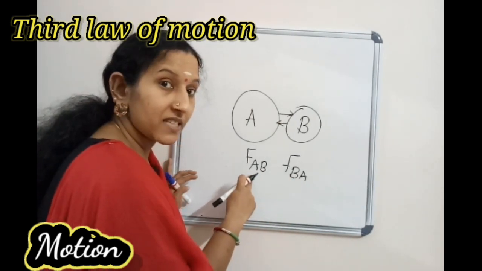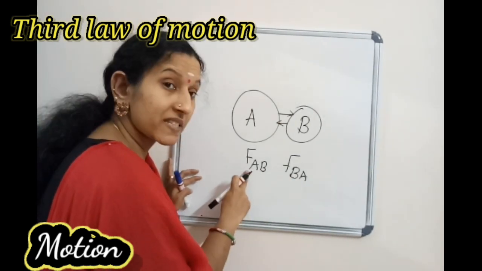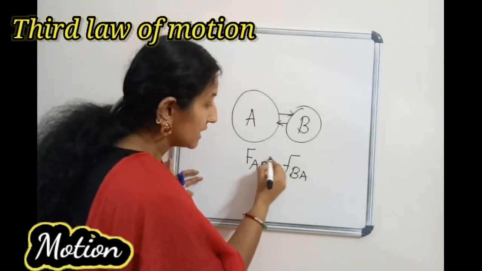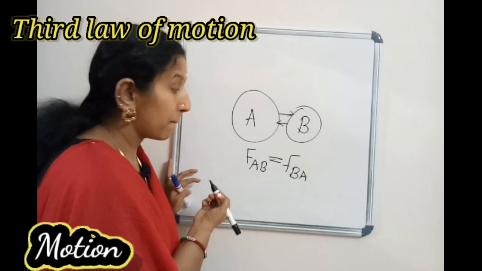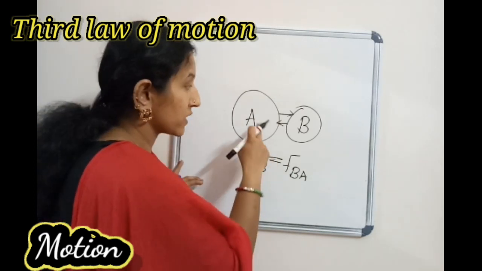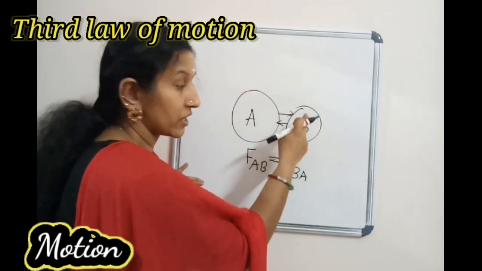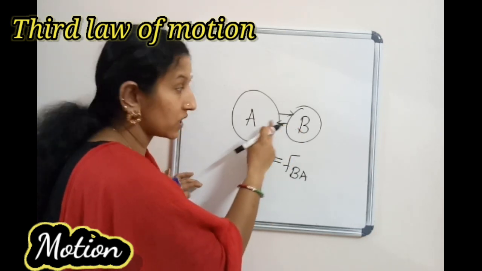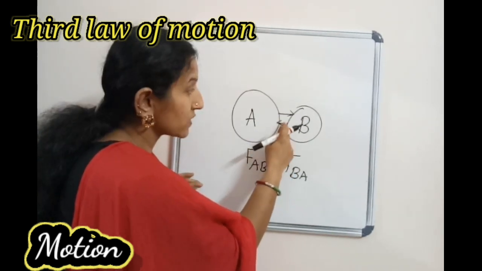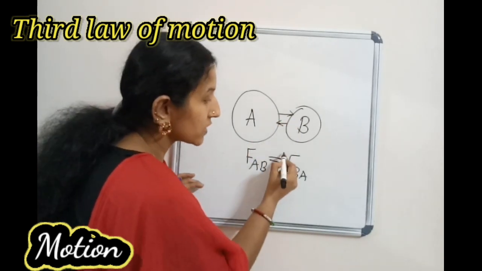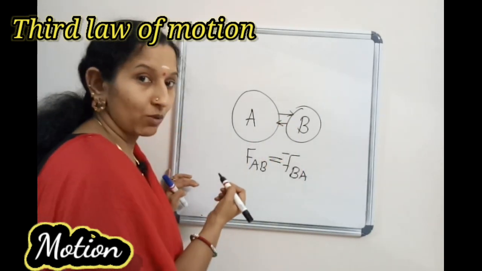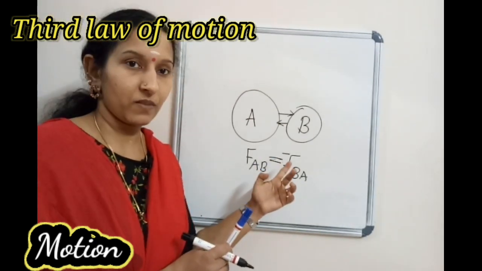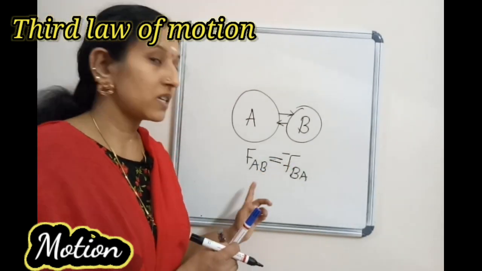Every action there is equal and opposite reaction. If A exerts force on B, B exerts force on A. This is equal in magnitude, but the direction is opposite. A is exerting force in the forward direction and B is exerting force to the backward. This arrow is forward and its opposite is this one, right? So that opposite can be denoted as a negative sign. So what does the negative sign indicate? The opposite direction.